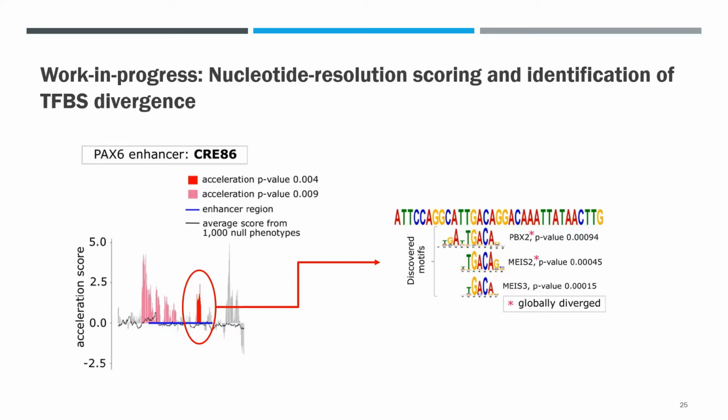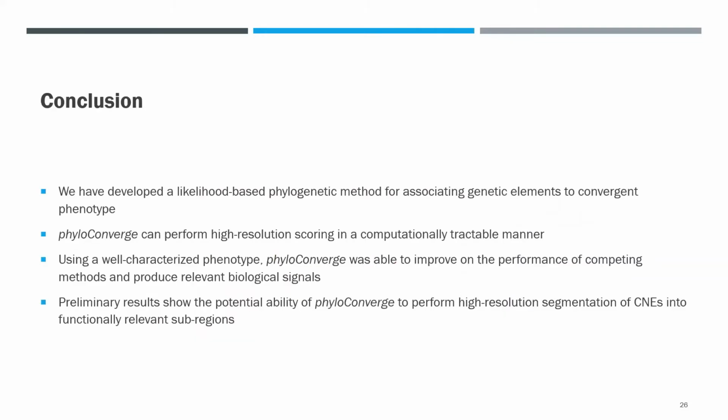And so to conclude, we have developed a method that is based on a maximum likelihood framework for associating genetic elements to convergent phenotype. And our method, phyloConverge, can also perform high-resolution scoring in a computationally tractable manner. We also showed that using a well-characterized phenotype, our method was able to improve on the performance of competing methods and produce biological signals that are relevant to what we expect. And our preliminary results also showed the potential ability of our method to perform high-resolution segmentation of CNEs into functionally relevant subregions.